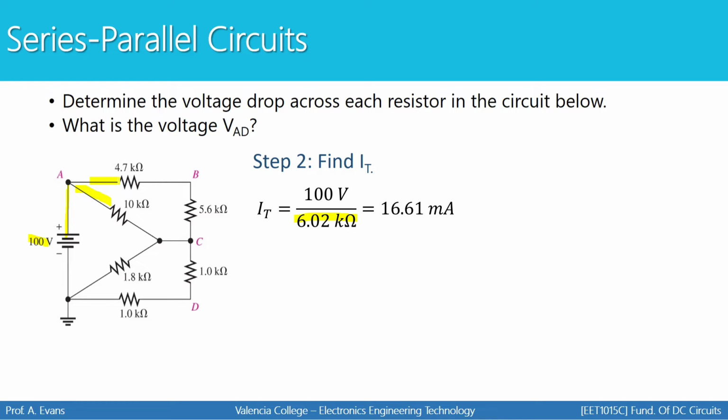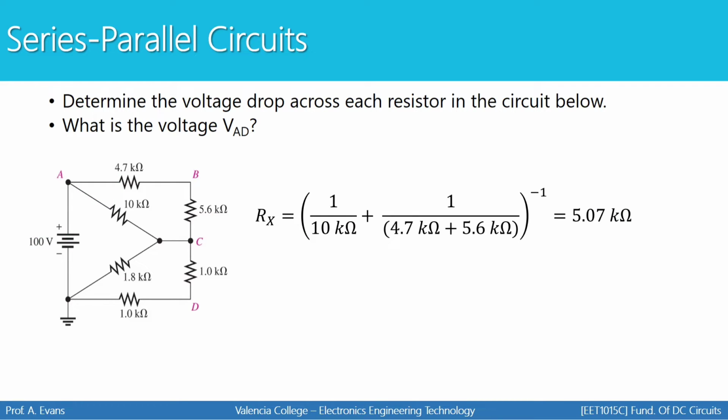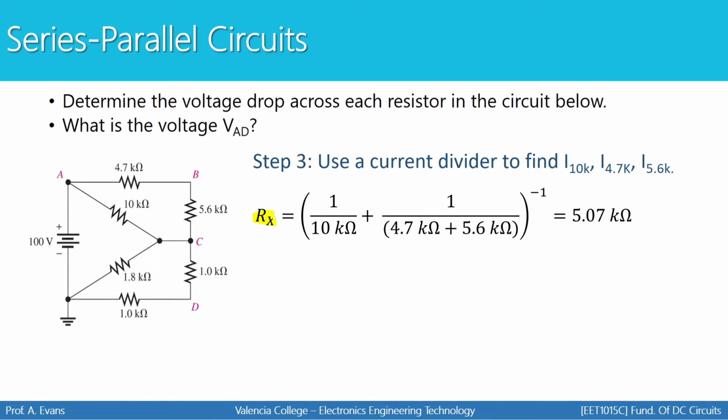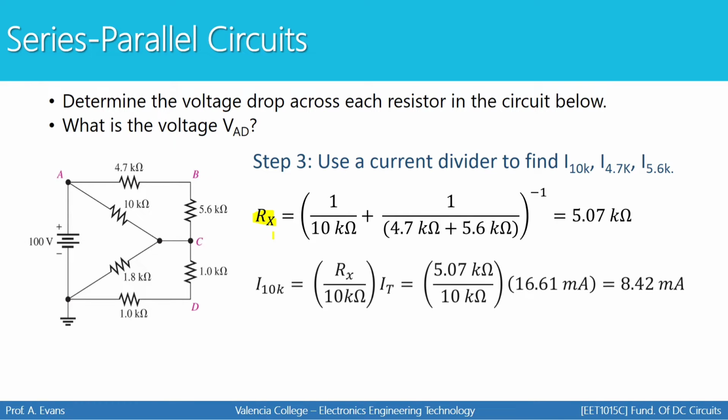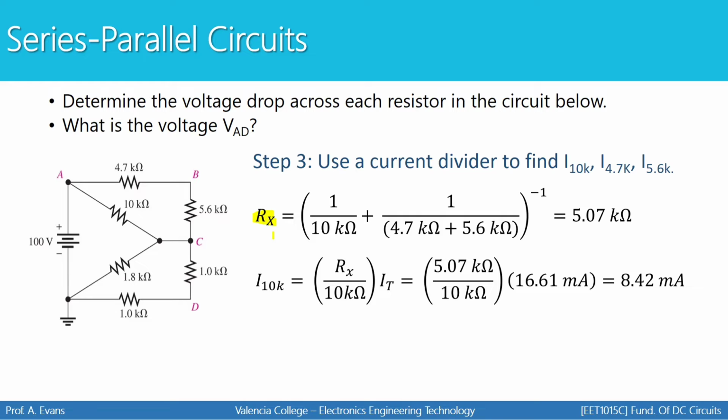So the next thing that we're going to do is use a current divider to figure out how much current took each path. So we're going to use a current divider to find the current for the 10K, the 4.7K, and the 5.6K resistor. In order to do that, remember the first thing you need is the total resistance of your two paths. We already found that total resistance. That total resistance is Rx. So we can use Rx to set up a current divider.